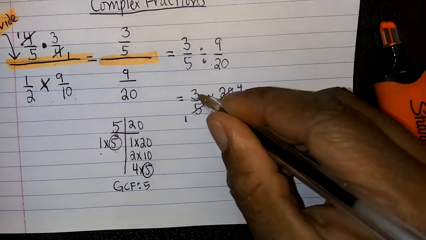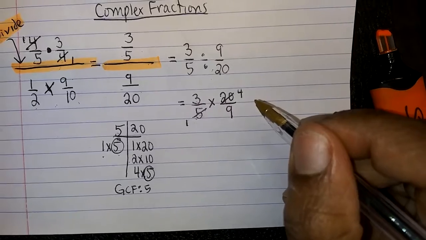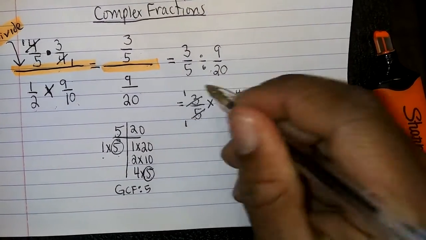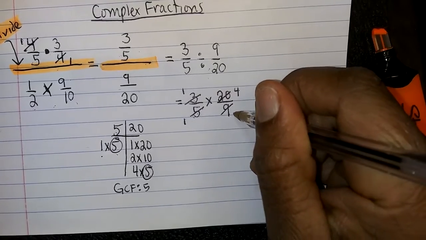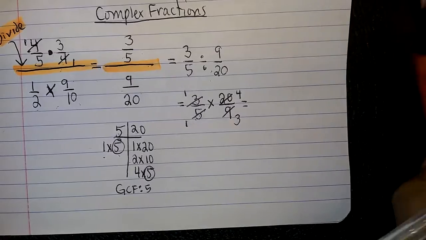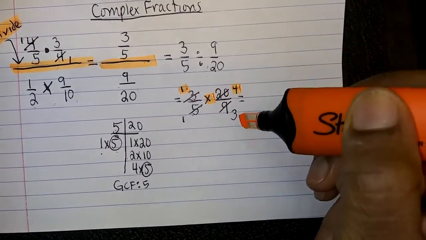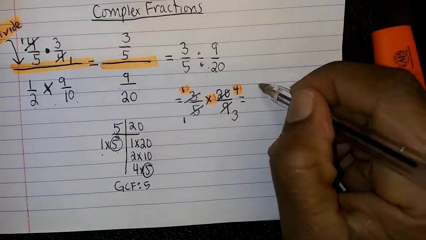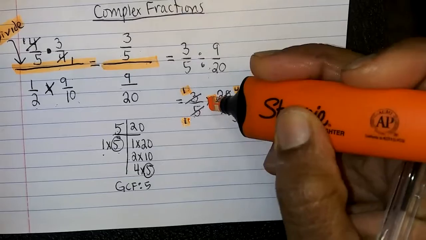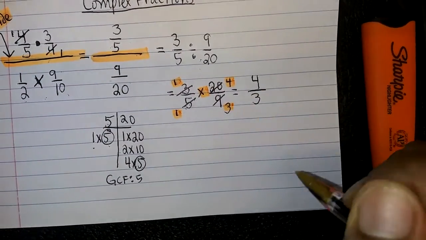If I did the same thing in a T-chart with 3 and 9, I'll find out that the greatest common factor is 3. So let's divide. 3 divided by 3 is 1, and 9 divided by 3 is 3. So now I'm set up to multiply my new numerator times numerator, which 1 times 4 is 4. And then my new denominator times denominator, 1 times 3 is 3.